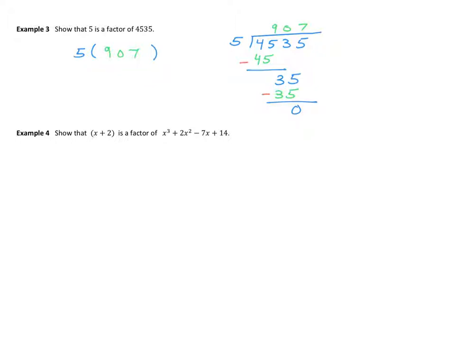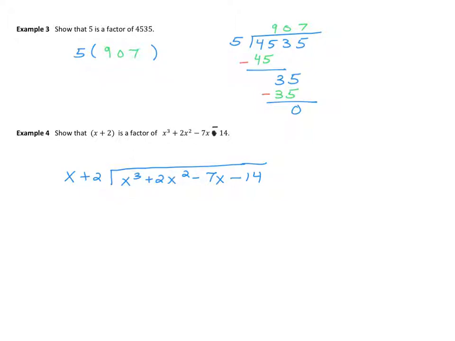So let's use this idea in example 4. I'm going to first note that I believe there's an error where this should actually be minus 14. But anyway, I want to divide x plus 2 into this polynomial. So the setup is the same. I have x plus 2, and I'm dividing that into x cubed plus 2x squared minus 7x. Really, minus 14 is what I meant.